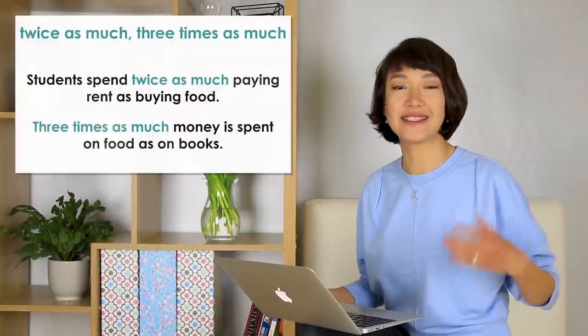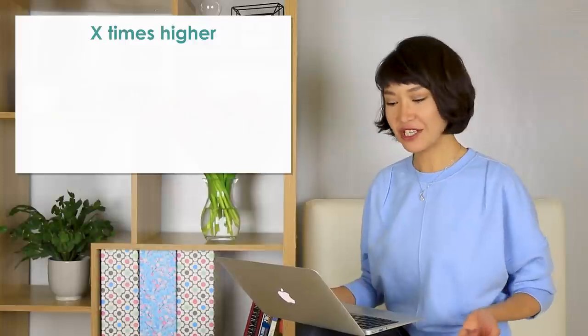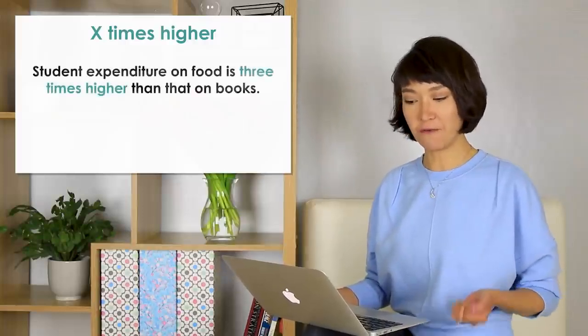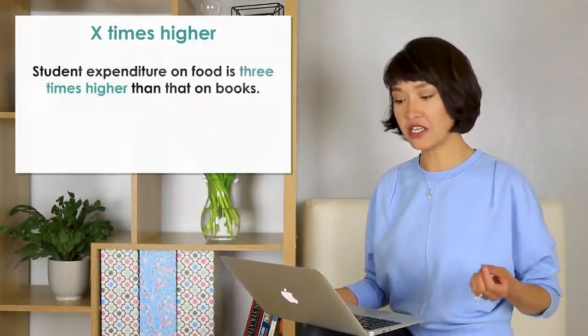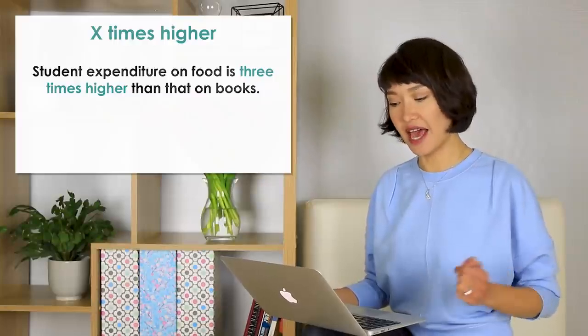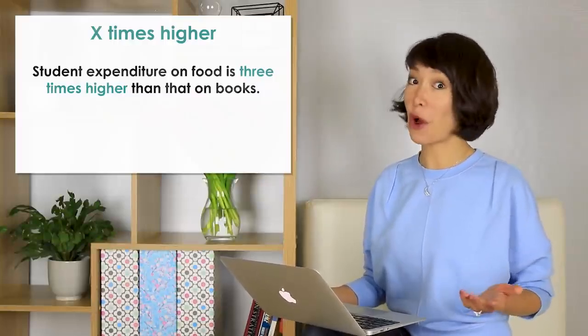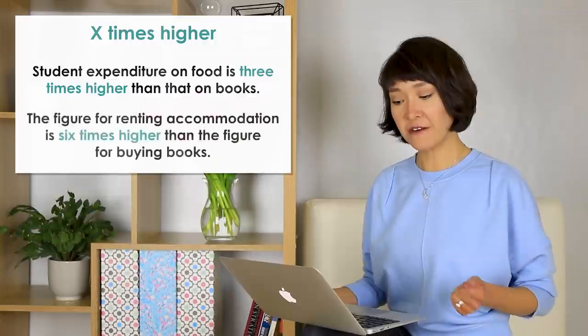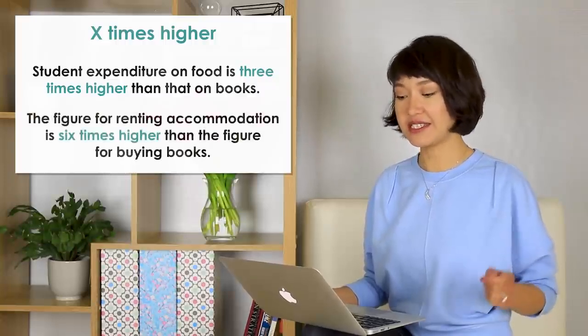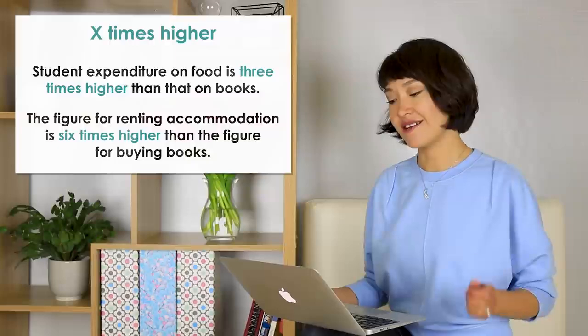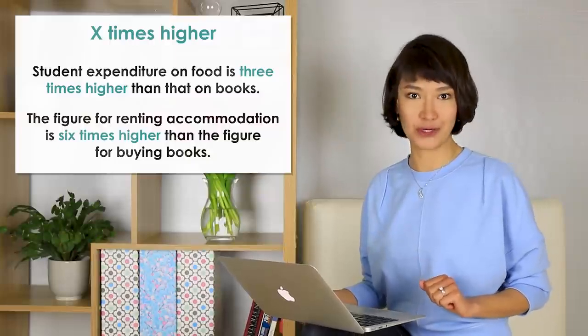You could also say that something is that many times higher. Student expenditure on food is 3 times higher than that on books. Or the figure for renting accommodation is 6 times higher than the figure for buying books.